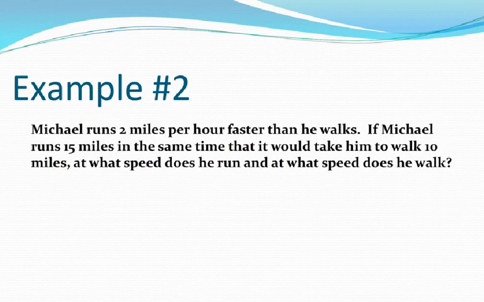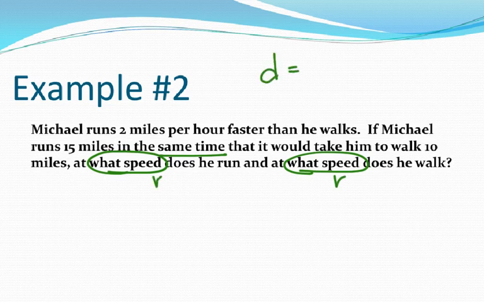Okay, next question, example number 2. Michael runs 2 miles per hour faster than he walks. If Michael runs 15 miles in the same time that it would take him to walk 10 miles, at what speed does he run and at what speed does he walk? So I'm looking at distance equals rate times time. Let's remember that one. I'm looking for the speed.